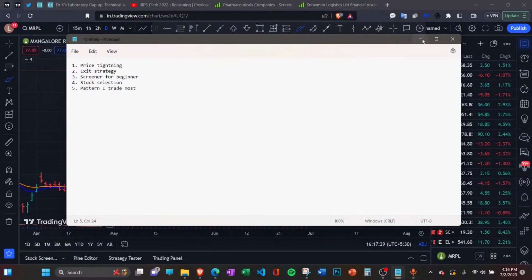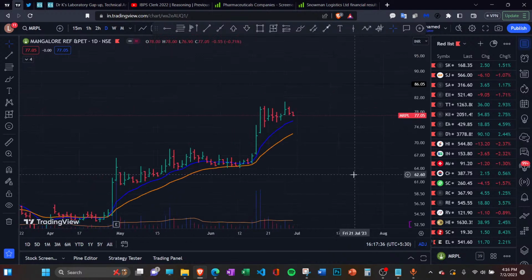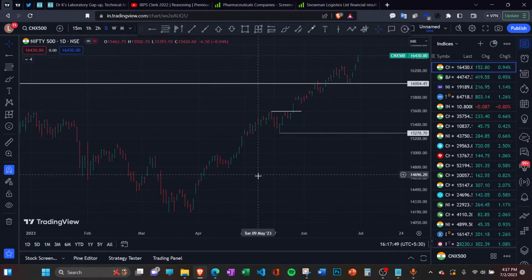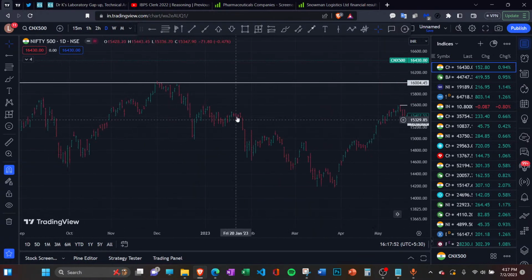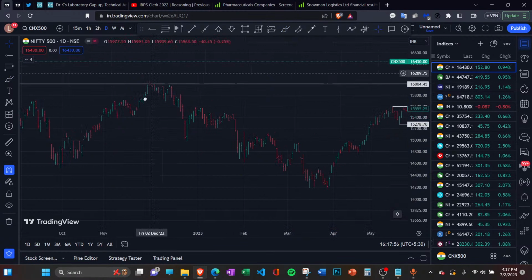Next topic is the exit strategy. Okay, so exit strategy depends on so many things. First of all, you need to look at the overall broader market, how the broader market is going. My personal take is, let's say during this phase, I'll be taking example of this phase when the market was going down.